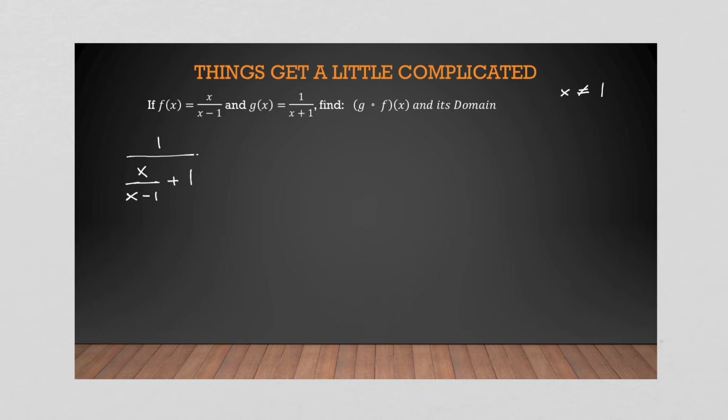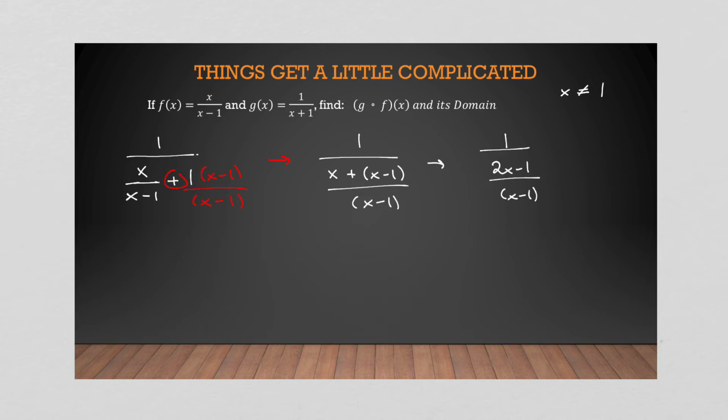Let's get a common denominator. So what's missing from here? Well, x minus 1 over x minus 1. Now in this case, you're adding, so you don't have to be as meticulous with your brackets, but always helpful. So now we have 1 over x plus x minus 1 all over x minus 1. And we'll simplify through. So 1 over 2x minus 1 over x minus 1.